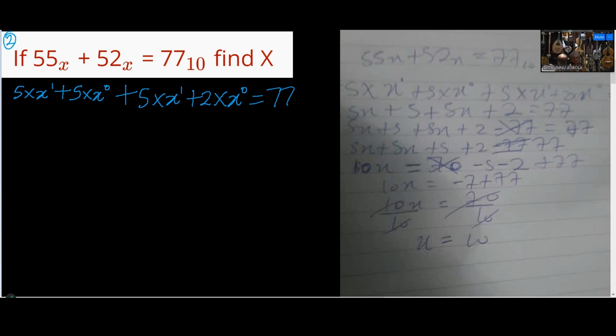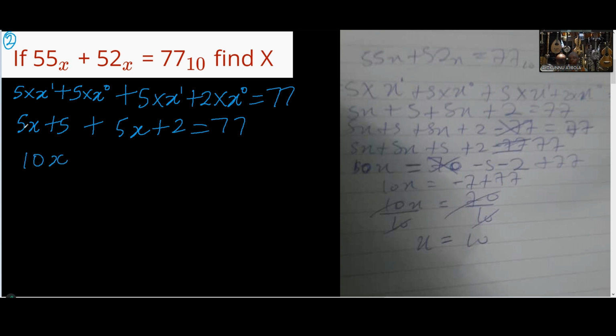Can you hear me? Yes. Good. So this is 5 times x, which is 5x. And anything raised to 0 is 1, so this is 5. Then this is also 5x. Anything raised to 0 is 1, so 2 times 1 is 2, equal to 77. So we have 10x, because of 5x plus 5x, then we have 7 plus... 77. So 10x equals 77 minus 7. 10x equals 70.